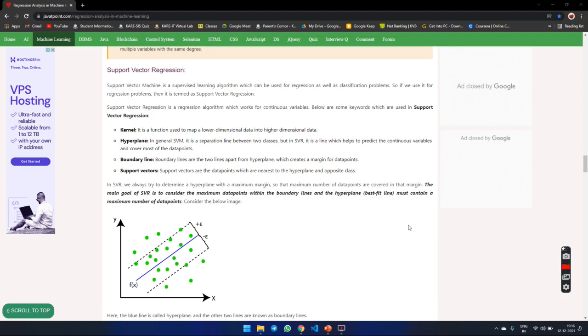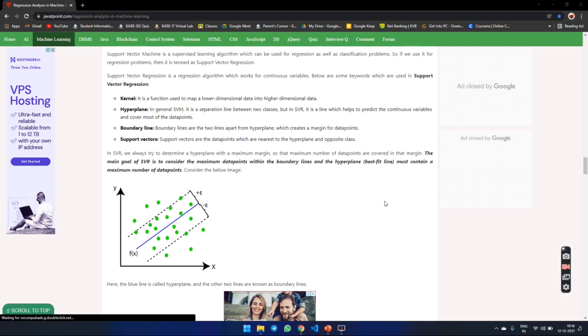Hyperplane. In general, in a support vector machine the hyperplane is the separating line between two classes, but in SVR it is the line which helps to predict the continuous variable and covers most of the data points. Boundary lines are two lines apart from the hyperplane which create a margin around the data points. Support vector are the data points which are nearest to the hyperplane, from opposite classes.